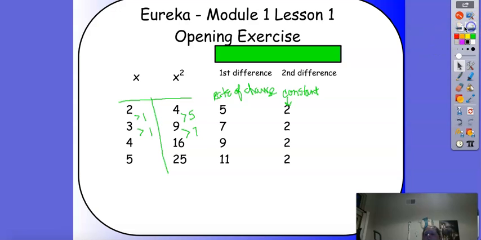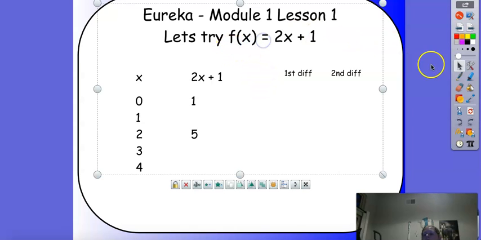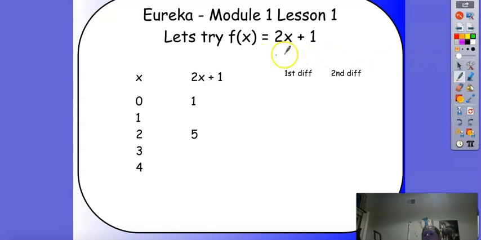I'm going to come over here. Okay, I'm going to bring up this little function notation here, which you haven't seen in a long time. F of x is equal to 2x plus 1. And here's my little table here.